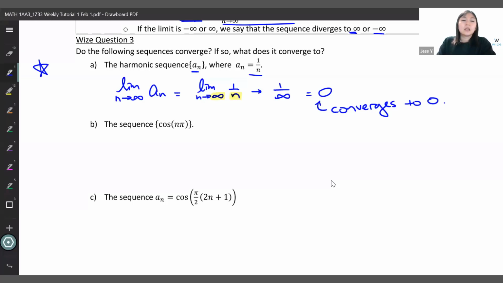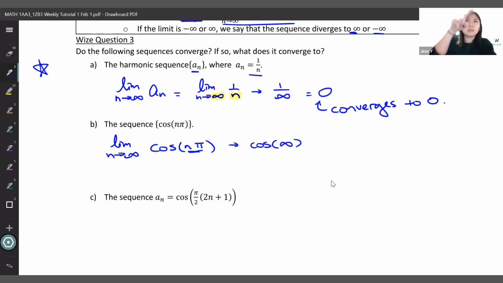Let's look at the next one. The sequence cos of n pi. So again, we do the same thing, looking at the limit as n goes to infinity of cos of n pi. But this one's a little tricky. If I substitute infinity in for my n, I'm essentially going to get cos of infinity. But cos of infinity, I don't know what it approaches. I don't know if it does approach anything, like it bounces back and forth. So normally when we were doing limits, we would say the limit does not exist.